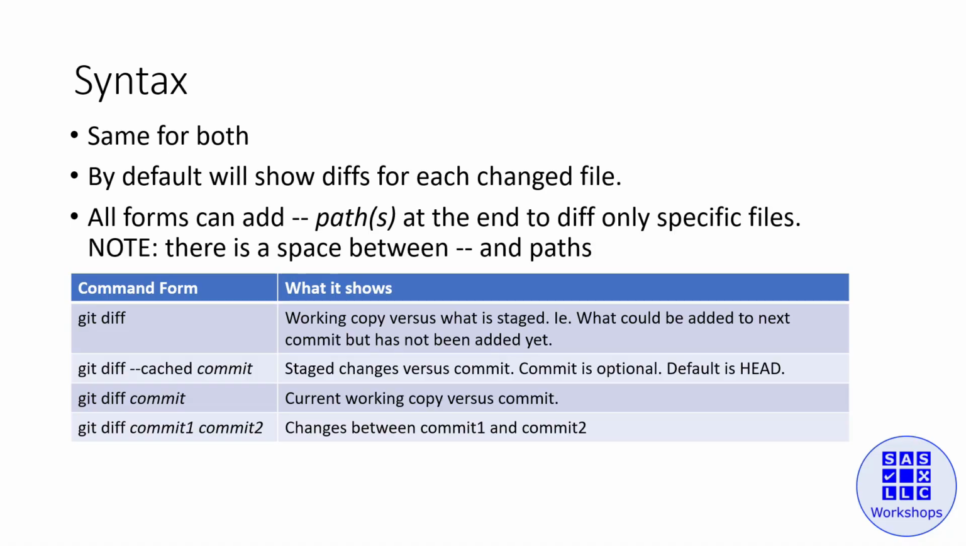If you just type the command with no arguments, it shows you the working copy compared to what is staged. That is to say, it shows you what changes you have in your working copy that are not yet staged to be committed. If you specify --cached, it will compare what you have staged to the specified commit, which defaults to HEAD. If you just give it one commit, it compares your working copy to that commit. If you give it two commits, it will compare those two commits.